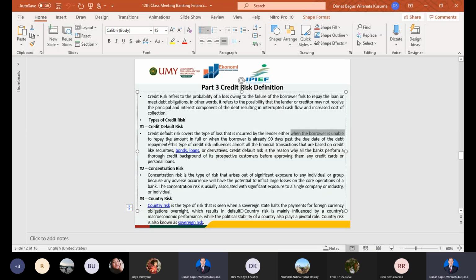And the third one is country risk. Country risk is when the sovereign state halts the payment of foreign currency obligations. Usually country risk is measured through exchange rate movement and inflation. If the inflation is quite high and the exchange rate is quite depreciated, many investors, or foreign investors, will look at the country as being at dangerous risk.